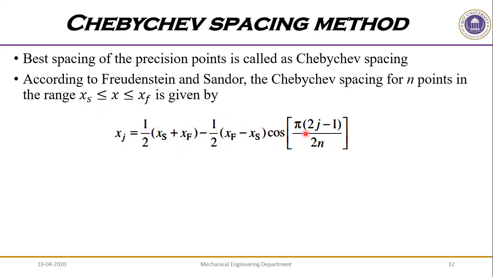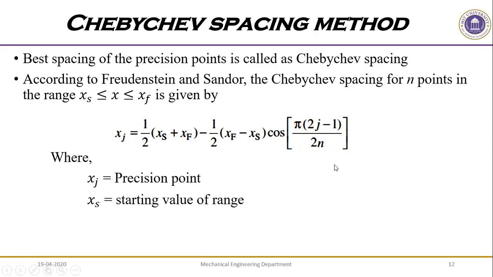Into cos of pi (2j minus 1). J is what? If we are finding the first precision point, then 2 into 1. If you are finding the second precision point, then 2 into 2. That is (2j minus 1) upon 2n. 2n is what? How many precision points you require? 3, 4, 5. That's where xj is the precision points, xs is the starting value, xf is the final value, and j is 1, 2, 3, 4 up to n. How many precision points you require, that is nothing but n.